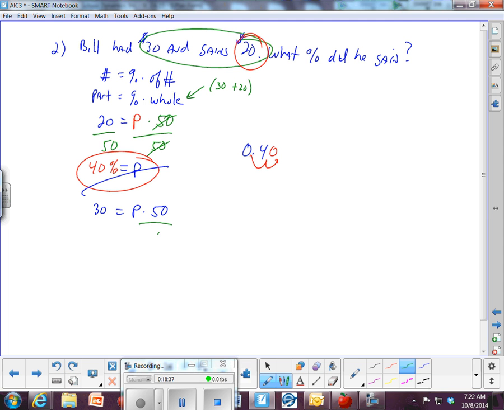Now I'm going to divide both sides by 50 to isolate the variable. Now I do 30 divided by 50, I get 0.6, which is 60%. Now I'm feeling better. A $20 gain when I had 30 to begin with. That's 60%. I like that. And I'm going on to the next question. All right, again, I know those are tricky.